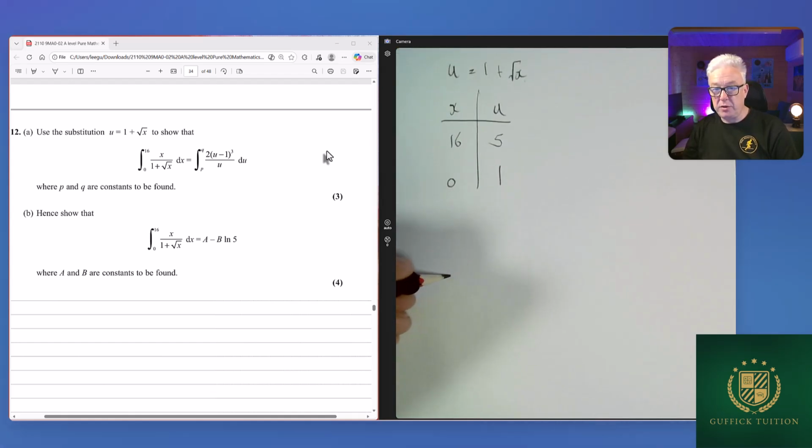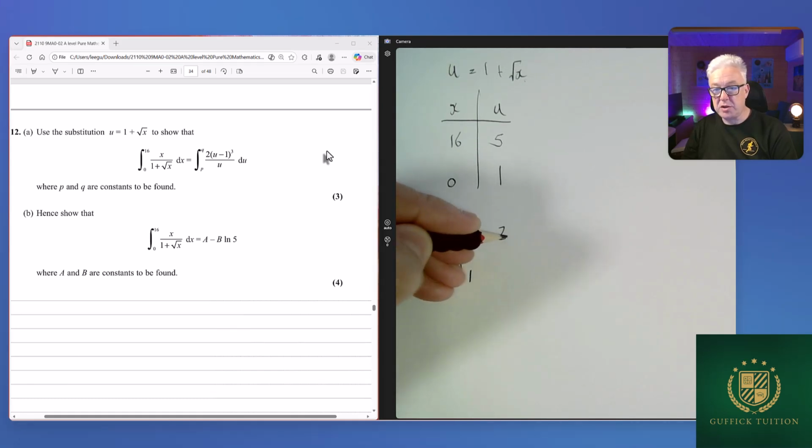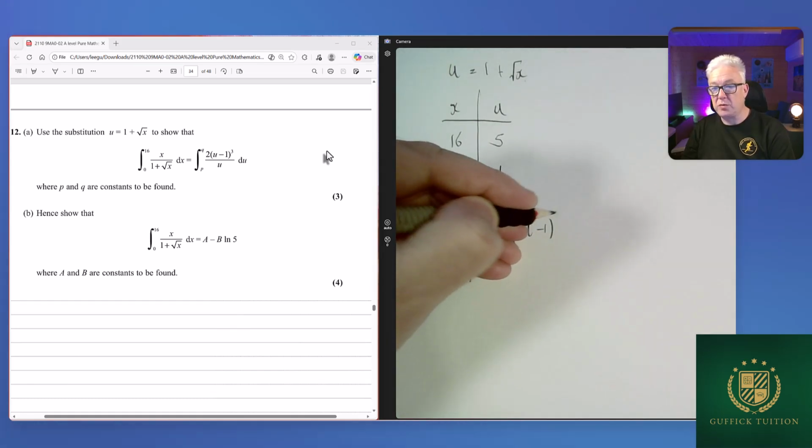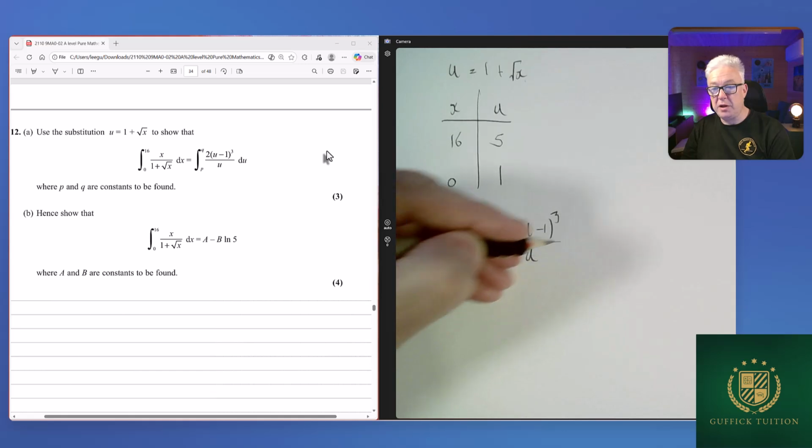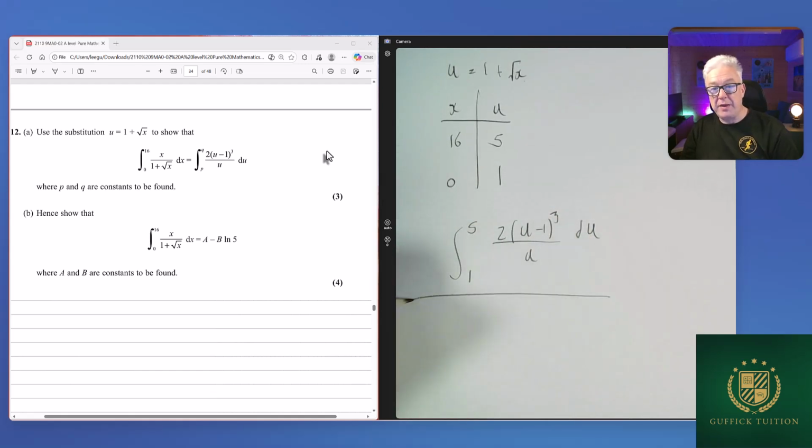So therefore, the finished part for part A is we're going to have the integral between 1 and 5 of 2 open brackets u minus 1 all cubed over u du. And that's our part A completed. 3 marks. Part B, hence show that the integral is equal to a minus b ln 5.